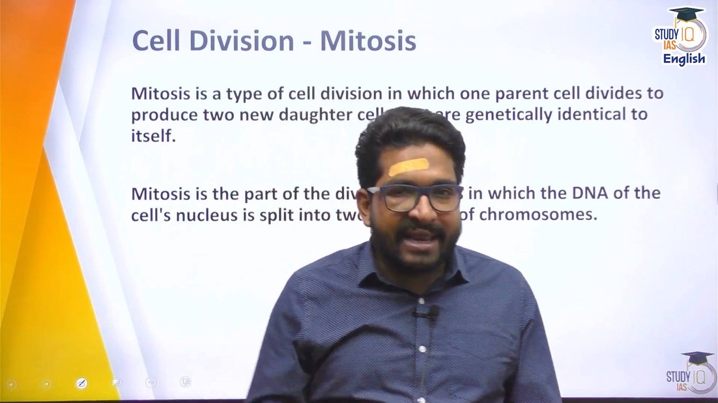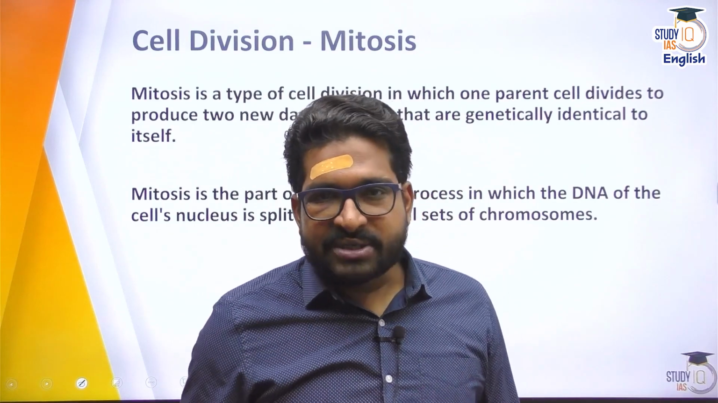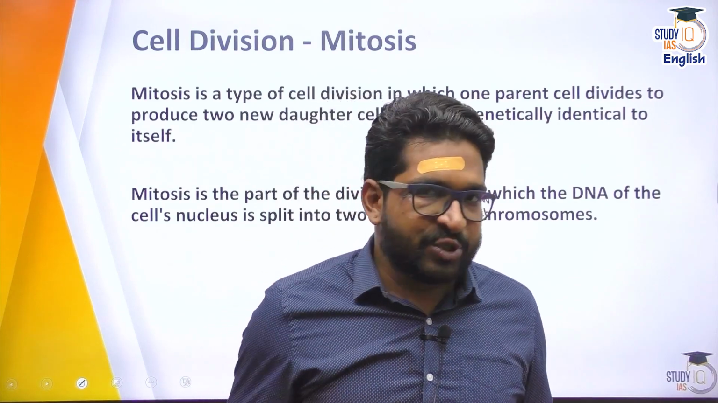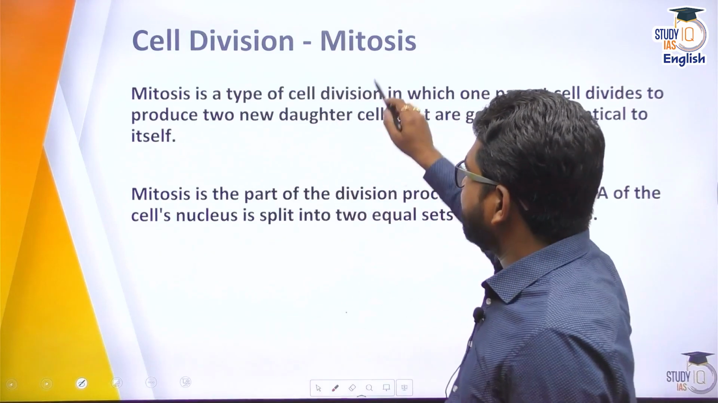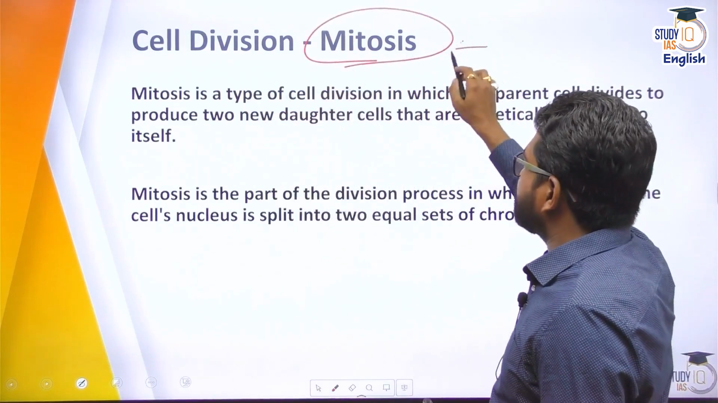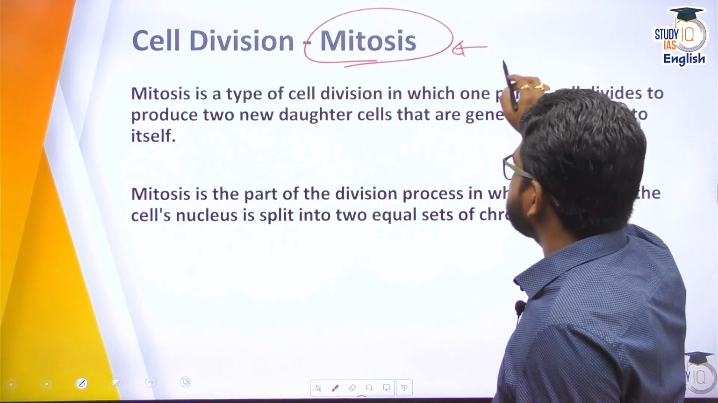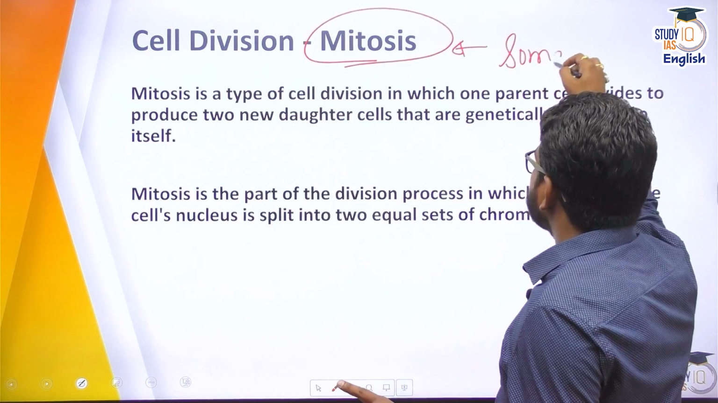Because cells undergo division, and the eukaryotic cell undergoes two kinds of division. One is the normal mitosis. Now this applies to all the eukaryotic cells which are not gametes. Please remember, mitosis applies to all the somatic cells.